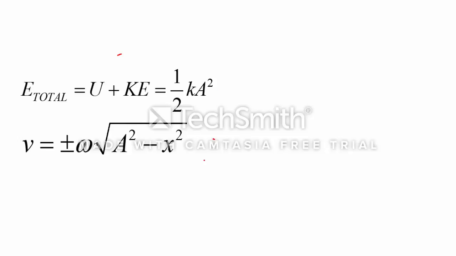Something that's really helpful here is you can find your velocity at any position by using this equation: plus or minus omega times the square root of a squared minus x squared.